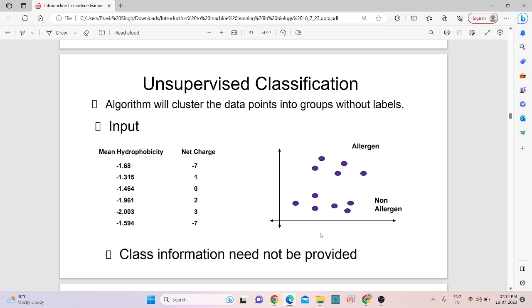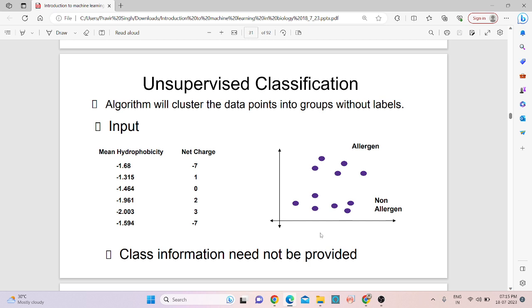So once we cluster them into different groups, when five of the examples have clustered into the top group and six of them have clustered into the bottom group, we have used some similarity measures in this unsupervised algorithm to cluster them into groups. So once we cluster them, we must ask the question, why have the five examples come together? There should be some similarity. So after clustering, we must go and inspect those sequences. Maybe experimentally you can annotate and see, indeed, they are allergens.